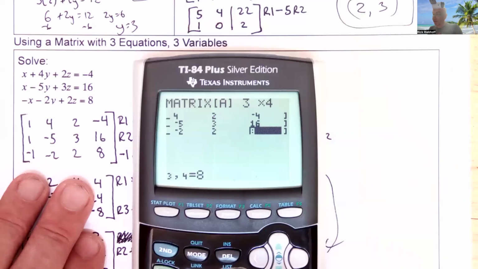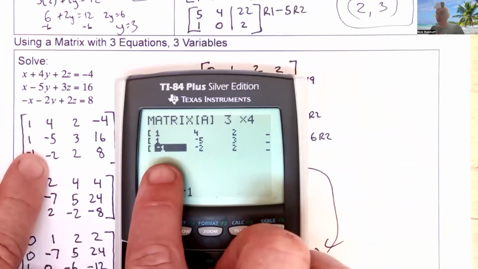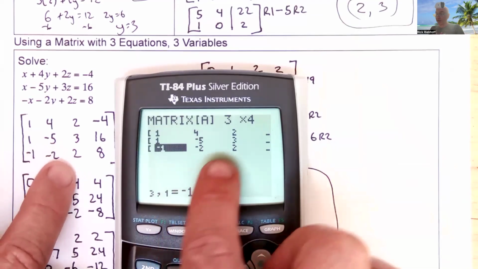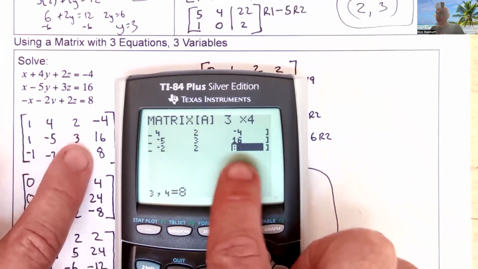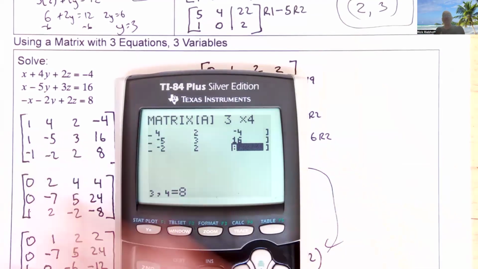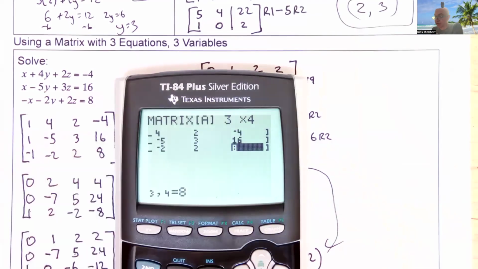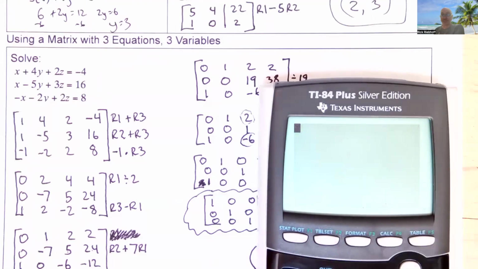Press enter. What I like to do real quickly is just double check. 1, 1, -1, 4, -5, -2, 2, 3, 2. And then the last one, -4, 16, 8. Good. Do a quick double check. It's easy to mess up something or put a decimal or do something weird. All right, once you've done that, we're going to get out of it. We're going to go second, quit. So I'm back out to the main screen.